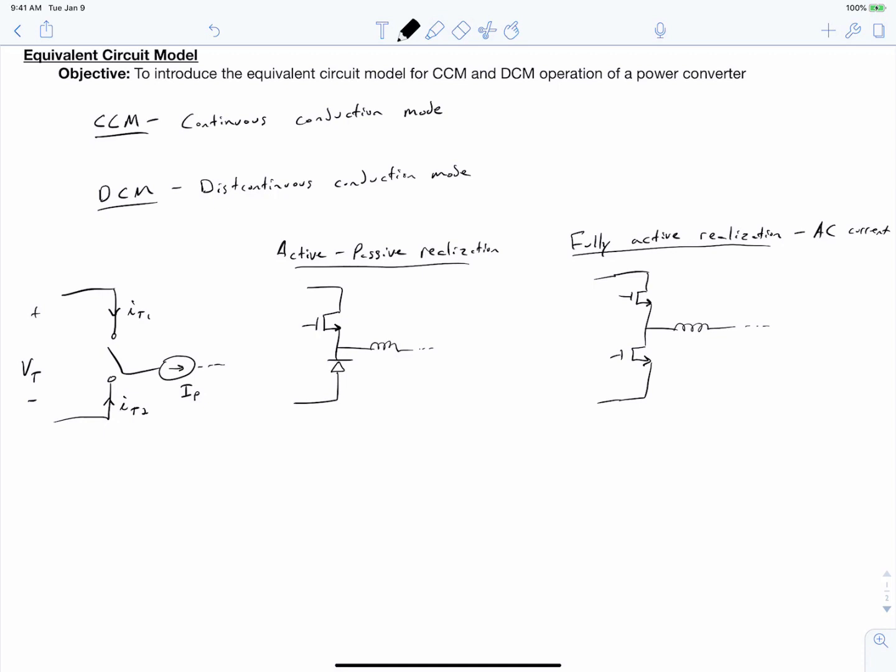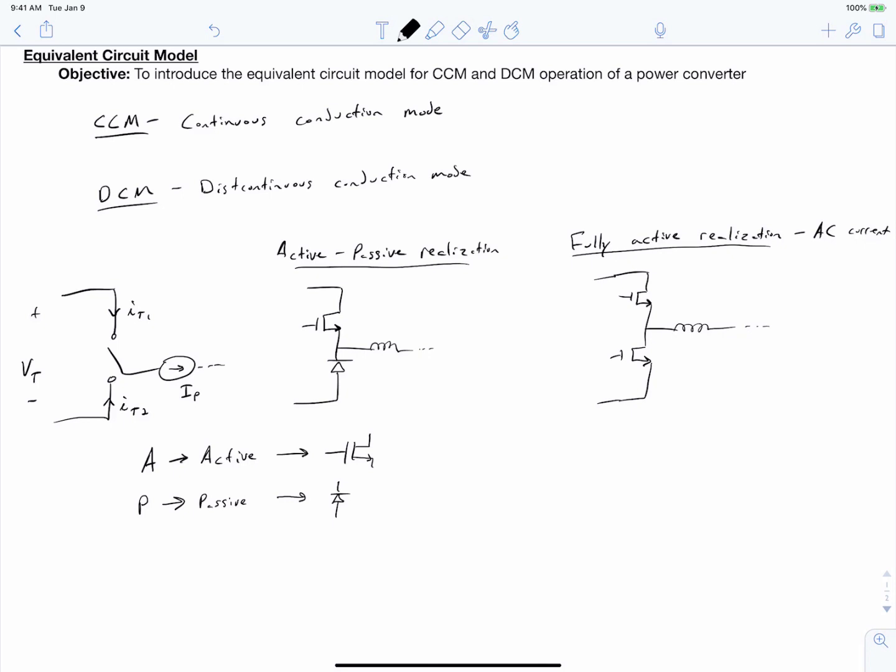So when I'm saying active and passive, what do I mean? Well, an active device, we'll use the letter A, is a device that we actively are able to control whether it's on or whether it's off. So we're talking about a MOSFET or a BJT or an IGBT. A passive device is something that the circuit conditions govern whether or not it's turned on. So that's a diode.